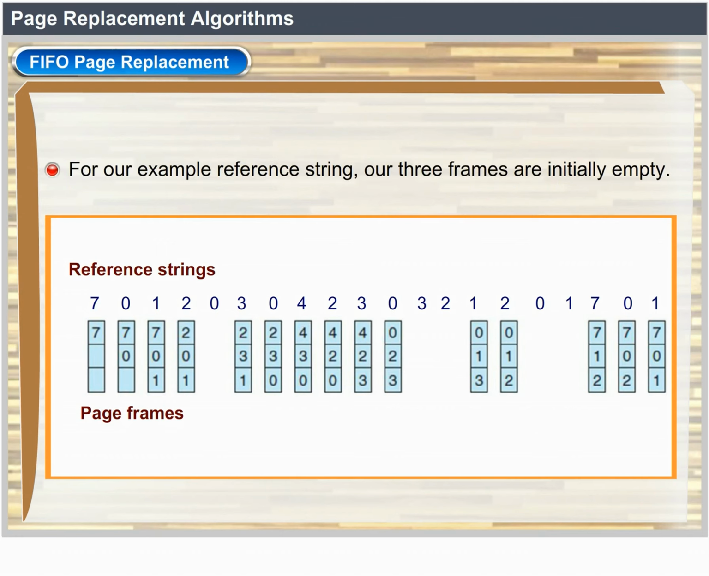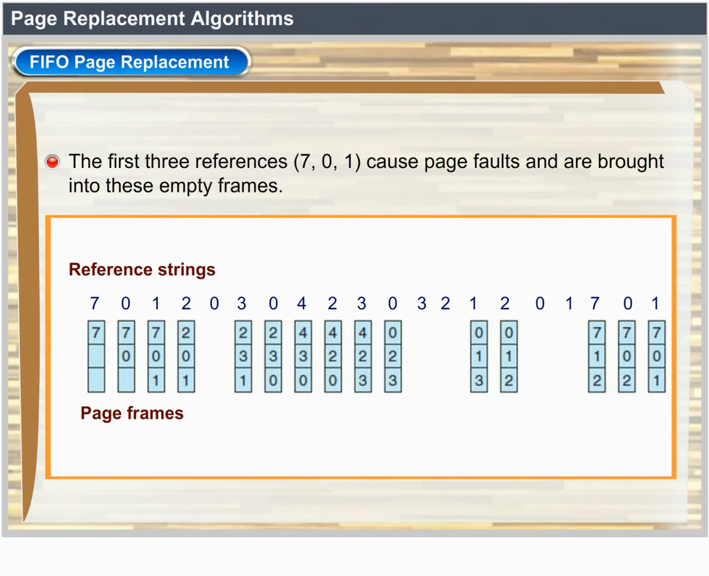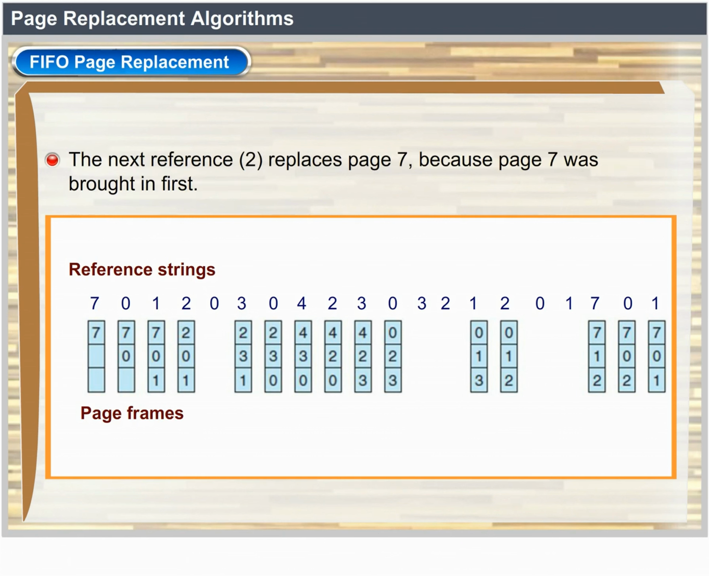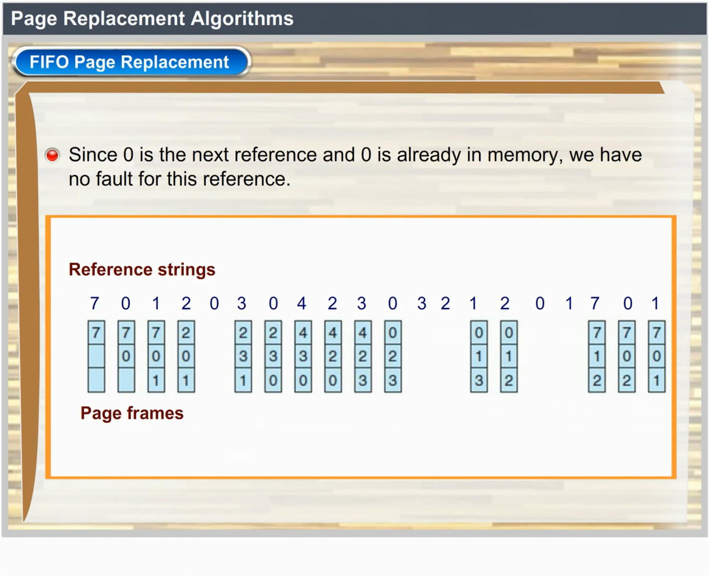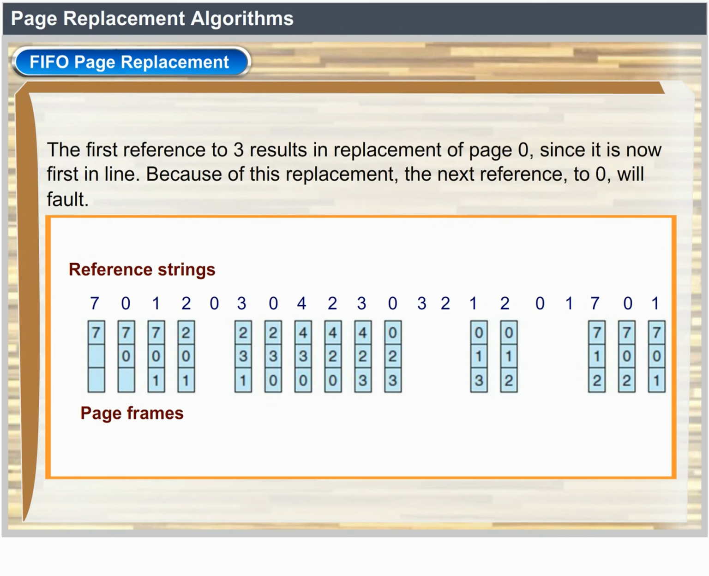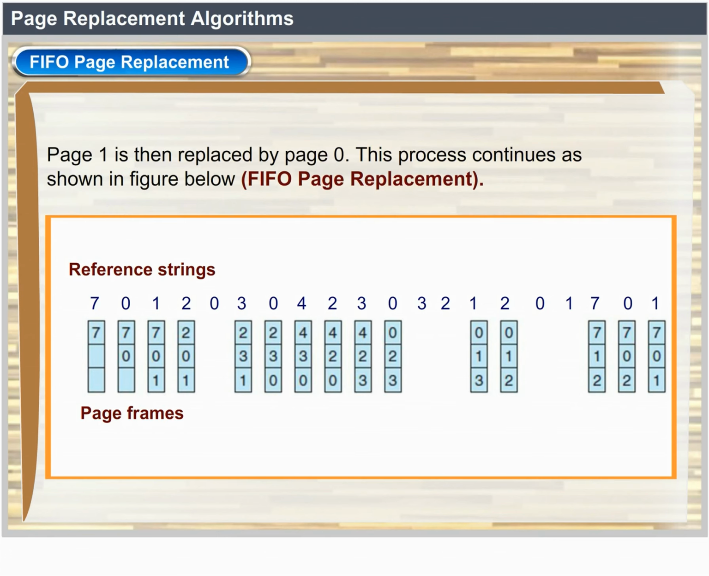For our example reference string, our 3 frames are initially empty. The first 3 references, 7, 0, 1, cause page faults and are brought into these empty frames. The next reference, 2, replaces page 7 because page 7 was brought in first. Since 0 is the next reference and 0 is already in memory, we have no fault for this reference. The first reference to 3 results in replacement of page 0 since it is now first in line. Because of this replacement, the next reference to 0 will fault. Page 1 is then replaced by page 0. This process continues as shown in the figure below, FIFO page replacement.